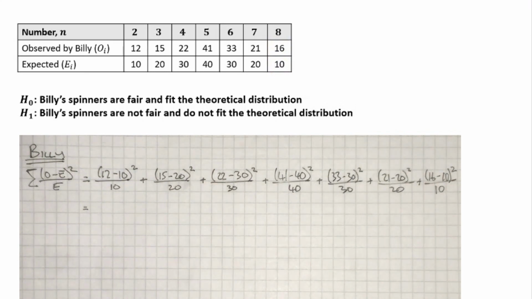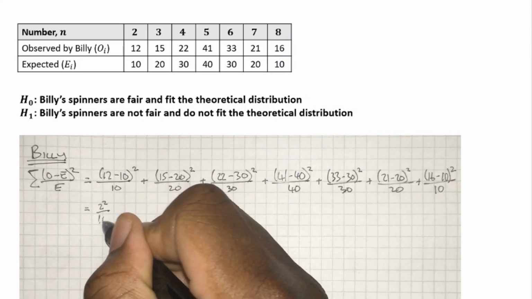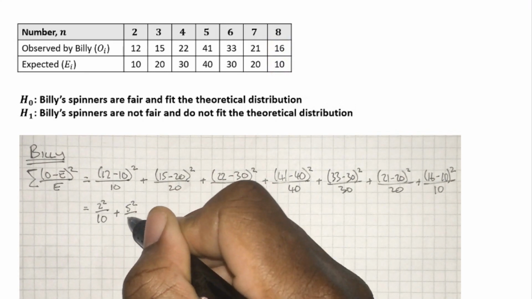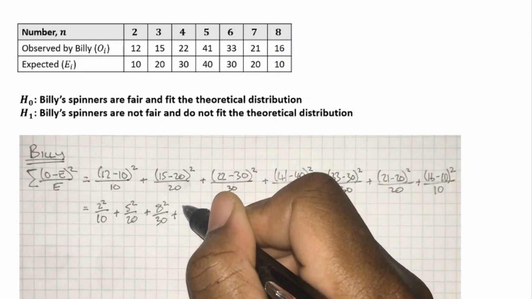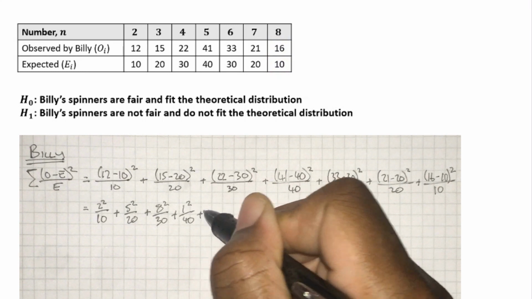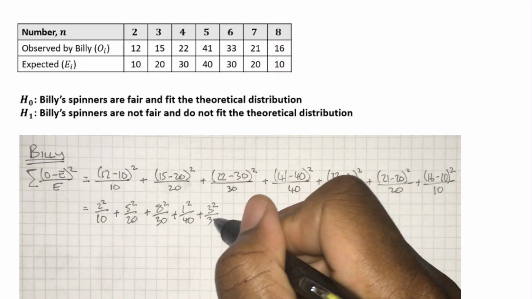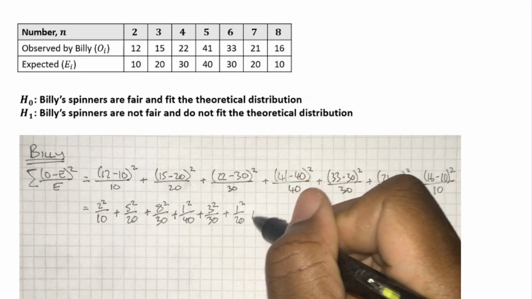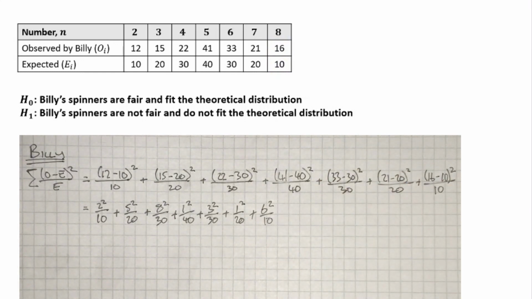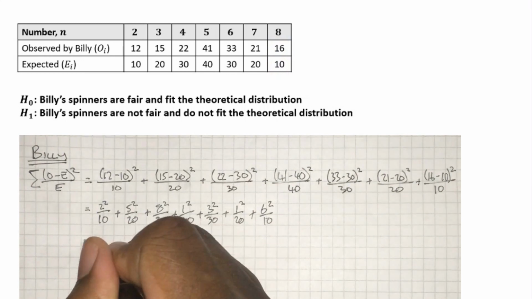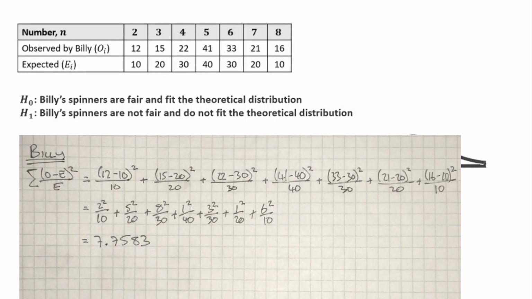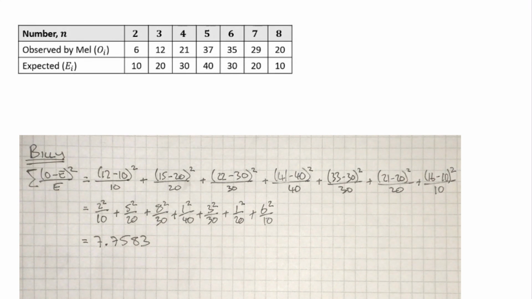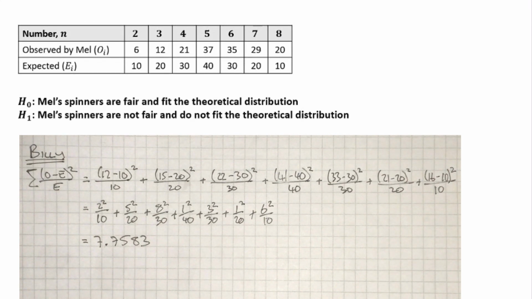Okay, so we're just going to quickly calculate those differences in our heads. Once again, this should be quite easy and straightforward. I've got 5 squared over 20, 8 squared, 1 squared, 3 squared, 1 squared, and 6 squared. Just be careful to make sure you write these out with the correct denominators and write it out in full. Go to your calculator, we're going to punch that in, and we get 7.7583. So that was the chi-squared test statistic score for Billy.